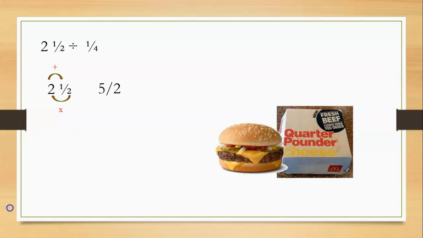Now we can do our keep, change, flip. 5/2 times 4/1. So it's top times top and bottom times bottom. 4 times 5 is 20. 2 times 1 is 2. 20/2. But could that be simplified?